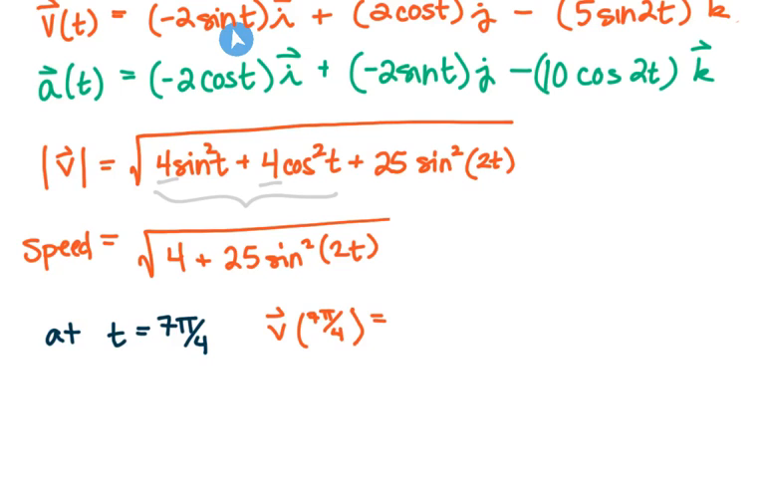7 pi over 4 is in quadrant 4. We're going to end up with negative root 2 over 2, which gives me positive root 2i. Cosine would be positive, so that gives me positive root 2j. And this would give me a negative 1, so I'm going to have plus 5k.